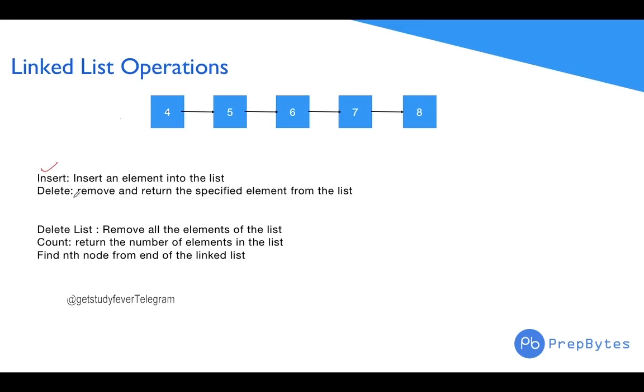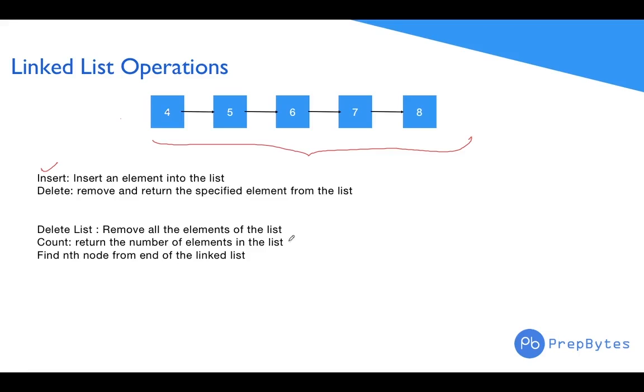Another is delete: remove and return the specified element from the list. So let's say we delete 6. Let's say someone tells you to delete 6 from this particular linked list. This complete thing is a linked list. From this linked list, you delete 6 and you print 6. So this is one operation that we are going to do.